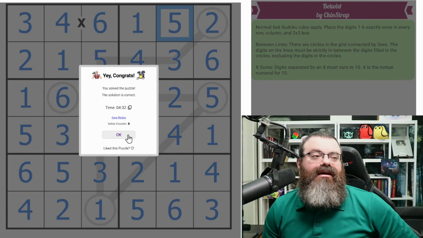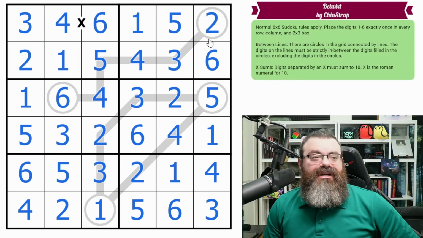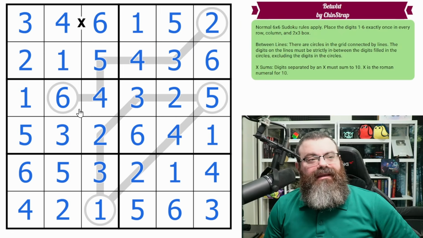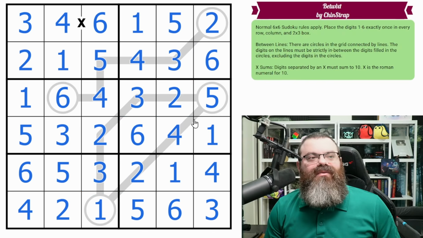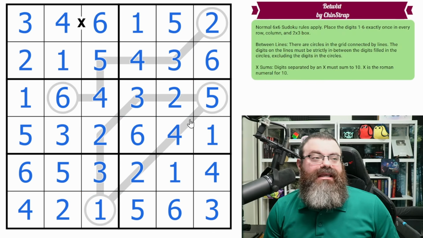Alrighty. Cool. Cool puzzle, ChinStrap. Yeah, I mean, maybe I over penciled a bit, but it did make it solve pretty cleanly. But I think looking for where the 1 and 6 go were pretty key to this puzzle.